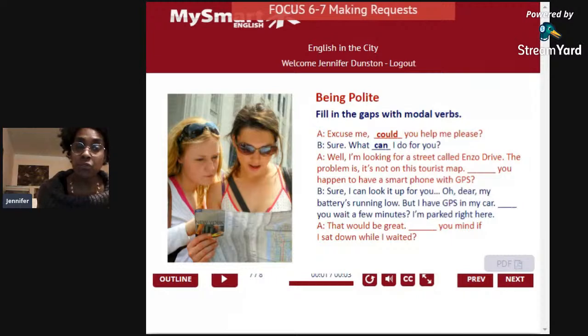Here, I think there's only one right answer. Which modal verb can you use to ask if the person has a smartphone? And the modal verb is not do. Do you have a smartphone? Of course I do.